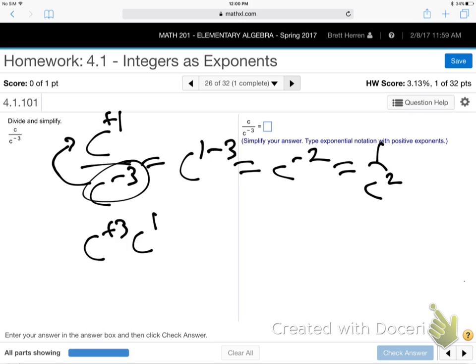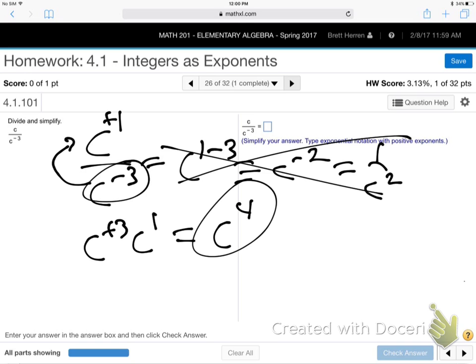The c to the 1 stays on the top. The c to the minus 3 jumps up there with him. C to the plus 3. Now they're on the same level, so what do they do? They add. C to the 4 is the right answer. Now, what was wrong with that other way? Can't you do the subtraction thing? I mean, isn't that a rule we learned if you wanted to?